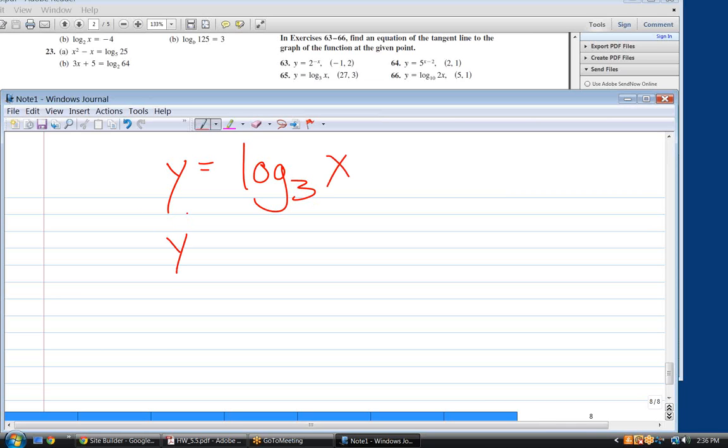So first the derivative, which is just 1 over x natural log of 3. And then we have to plug in 27. Now, are you familiar with the point slope format? I've used it before, but I've had issues memorizing it and using it properly.